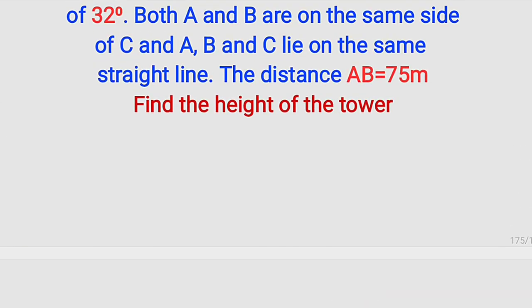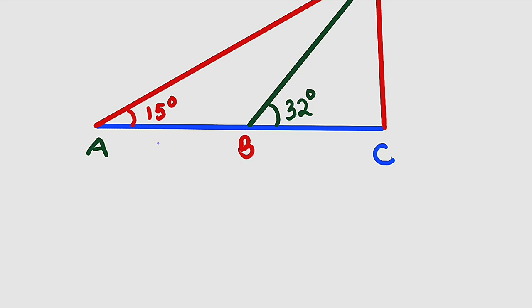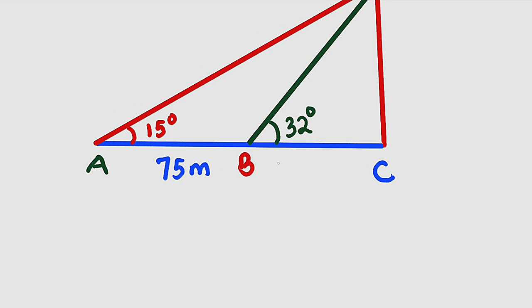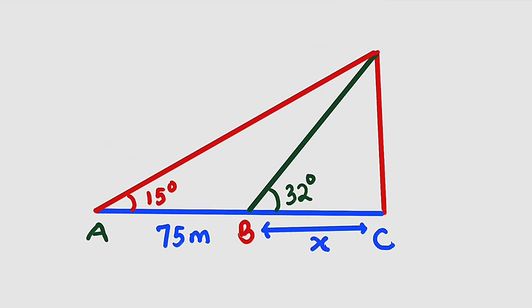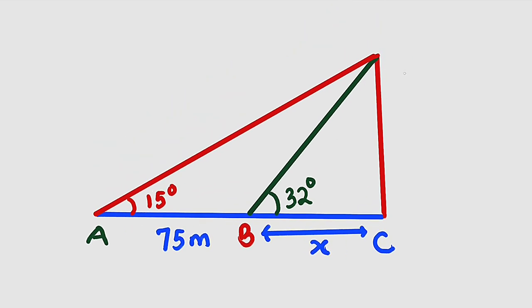According to the question, the distance from A to B is 75 meters. So we're going to have 75 meters at this point. But what will be the distance here? Since we don't know, we can declare it with a variable. Let's assume from B down to C is x. Let me call it x. And remember, we are looking for the height of the tower. So let's call it h. So this is just a sketch of this diagram. We're asked to find the height.